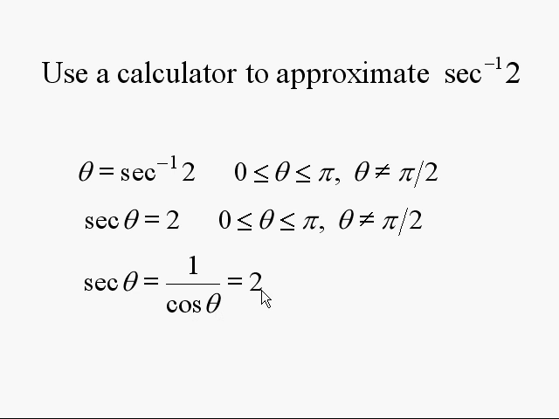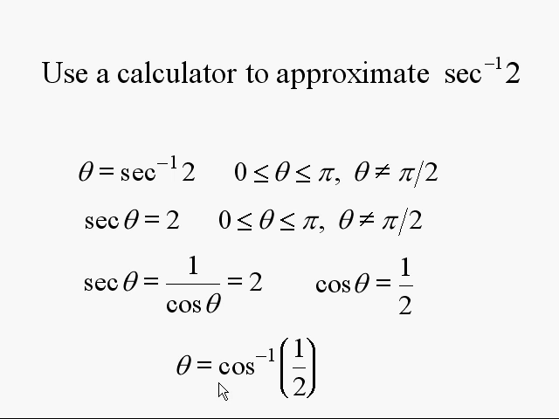Well, an angle whose secant is 2 is an angle whose reciprocal has cosine equal to 1 over cosine equal 2 says cosine theta equals 1/2. Now I'm back on familiar territory. Cosine theta is 1/2. I recognize as a 30, 60, 90 triangle. Theta is cosine inverse of 1/2.